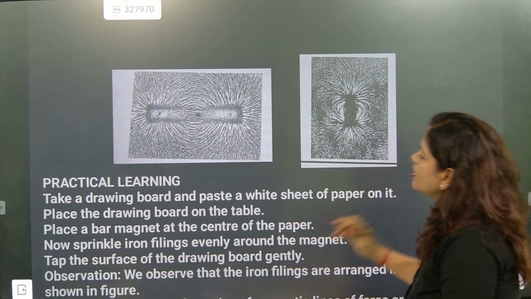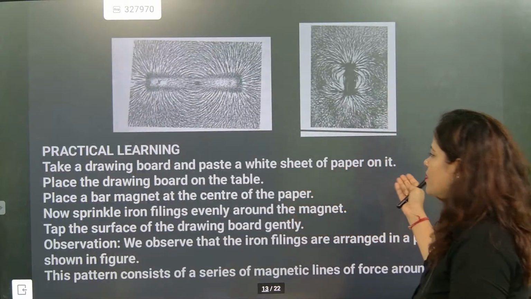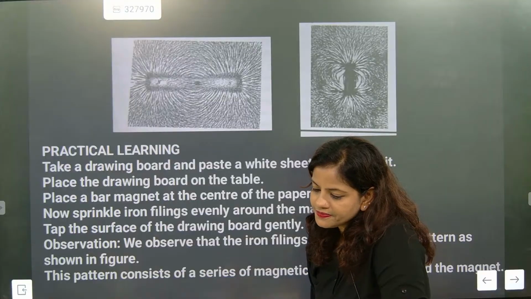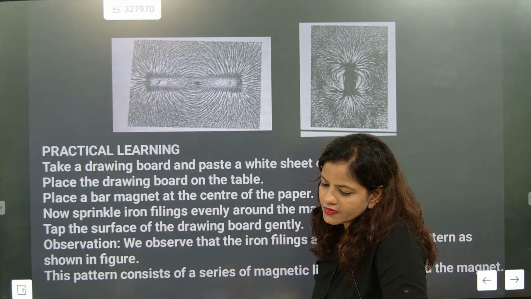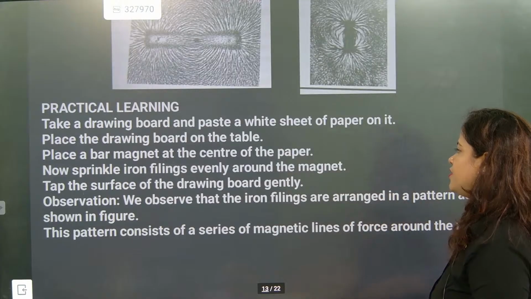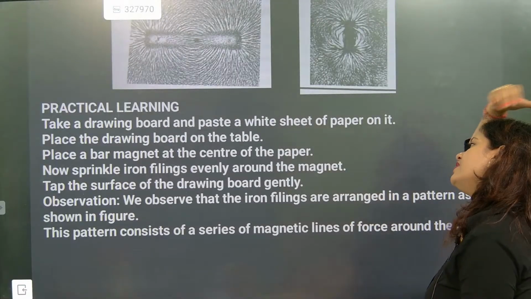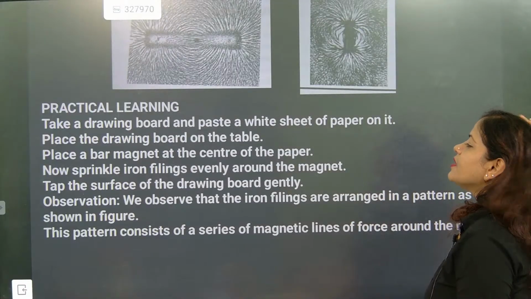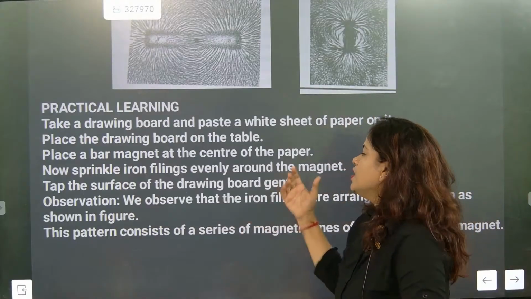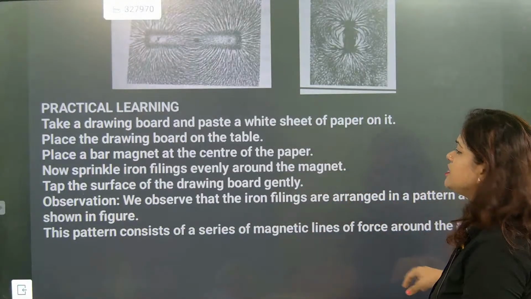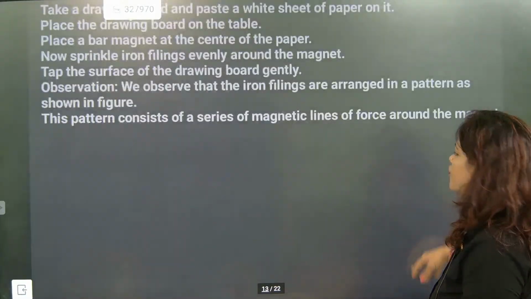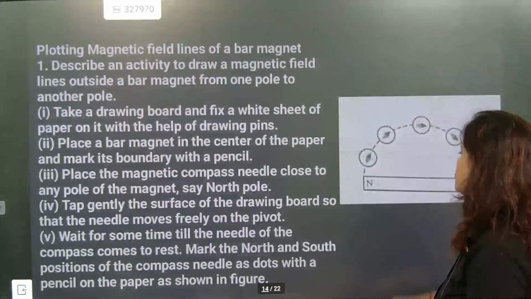Taking a drawing board and pasting a white sheet of paper on it, they are telling the activity you have to do. Very good. Now place a bar magnet at the center of the paper. Now sprinkle iron filings evenly on the magnet. Tap the surface of the drawing board, and you will definitely get this. We observe that iron filings are arranged in a pattern as shown here. This pattern consists of a series of magnetic lines of force. So this is another important point to be noted.